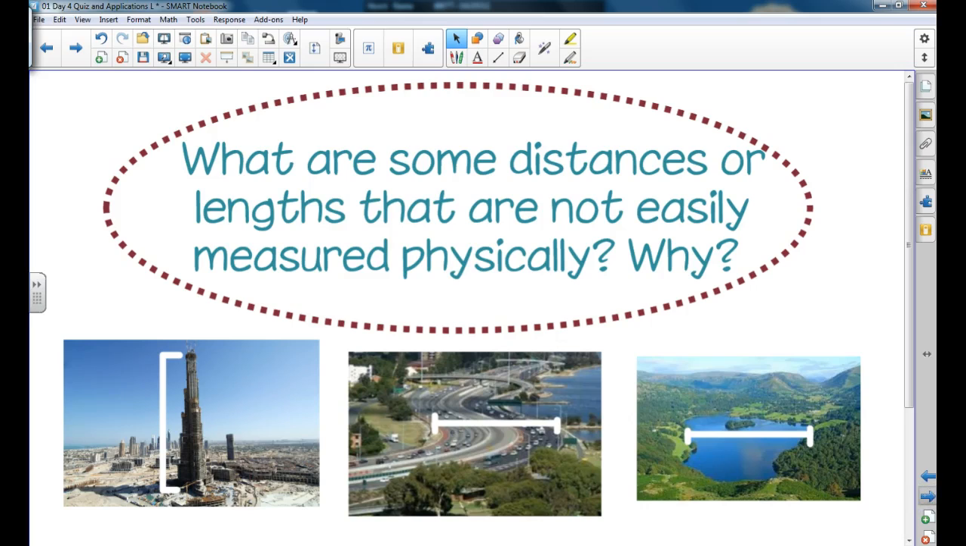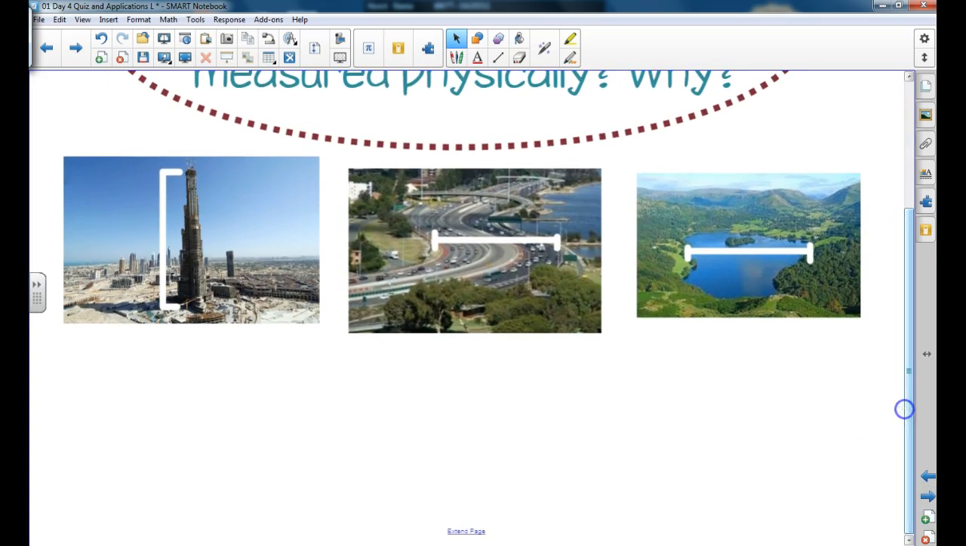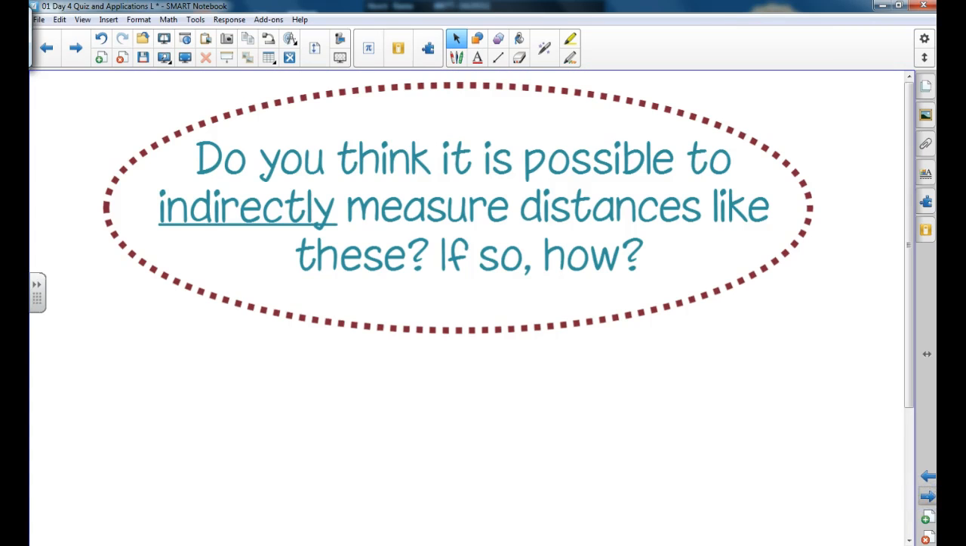So here are some of my examples. I think we named most of them. Yeah, the height of a skyscraper. You're not going to scale that skyscraper and measure that. The distance across a busy highway. You could use indirect measurement to find that. And then the width of a river or a lake or something like that. In addition to what y'all said, those were good.